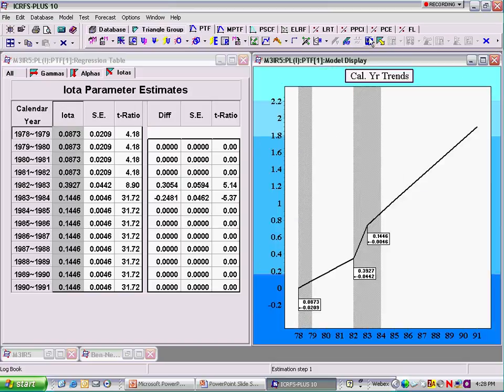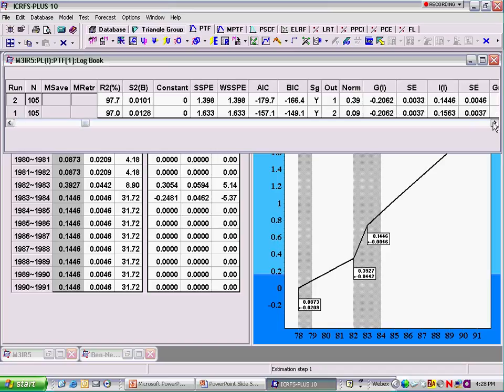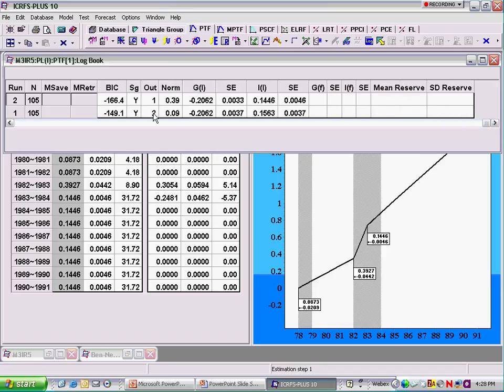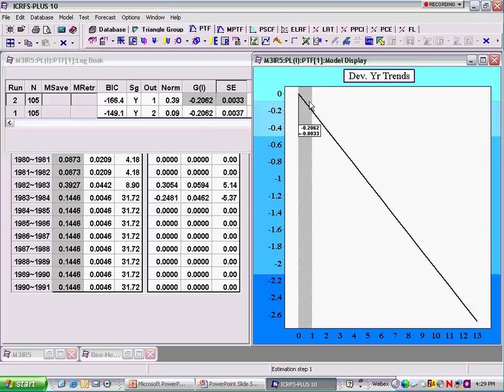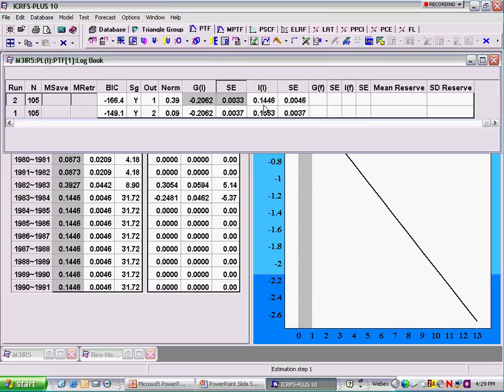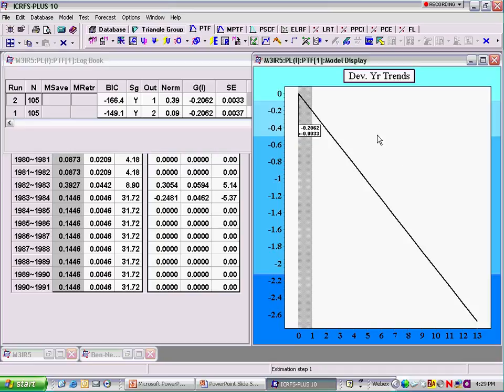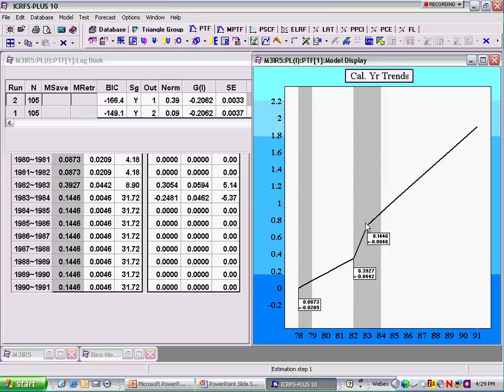Now, there's a logbook also, and in the logbook we just have some summary statistics. For instance, the logbook tells us the trend between the last 2 development years is that. But if you look at the structure of your model, that's actually the trend not just between development years 12 and 13, it's along all development years. If you now go to the iota last, that's the trend between the last 2 calendar years. Well, actually, that's more than just the last 2 calendar years. It's the trend since 1983, because we only have one trend parameter starting in 1983, finishing in 1991.